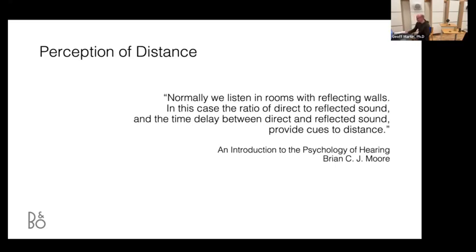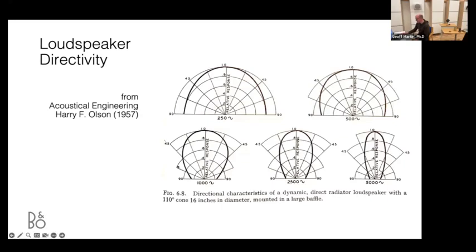it's also true for a loudspeaker. But if we look at how a loudspeaker behaves with respect to directivity, if we do nothing but put a driver in a box. So this is going way back to Harry Olsen's book from 1957. He shows the theoretical directivity of, in this case, a 16-inch driver with a 110-degree cone. It doesn't matter because it's roughly the same if you have a piston or a dome.